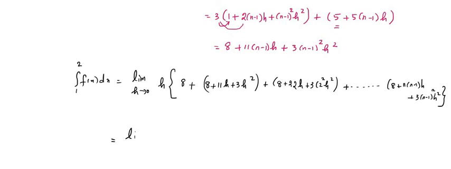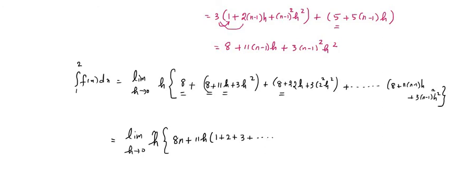Therefore, that is equal to limit h tends to 0. Now we have to group this. If I group this, what will I get? First the constant term 8, n times, therefore 8n, plus the next h term. See here 11h, 22h, like this, therefore I can take 11h common, times 1 plus 2 plus 3 till it goes up to n minus 1. Next, see what we have: 3h square, 3 into 2 square h square, 3 into n minus 1 square h square. Therefore, in all these, 3h square is common.